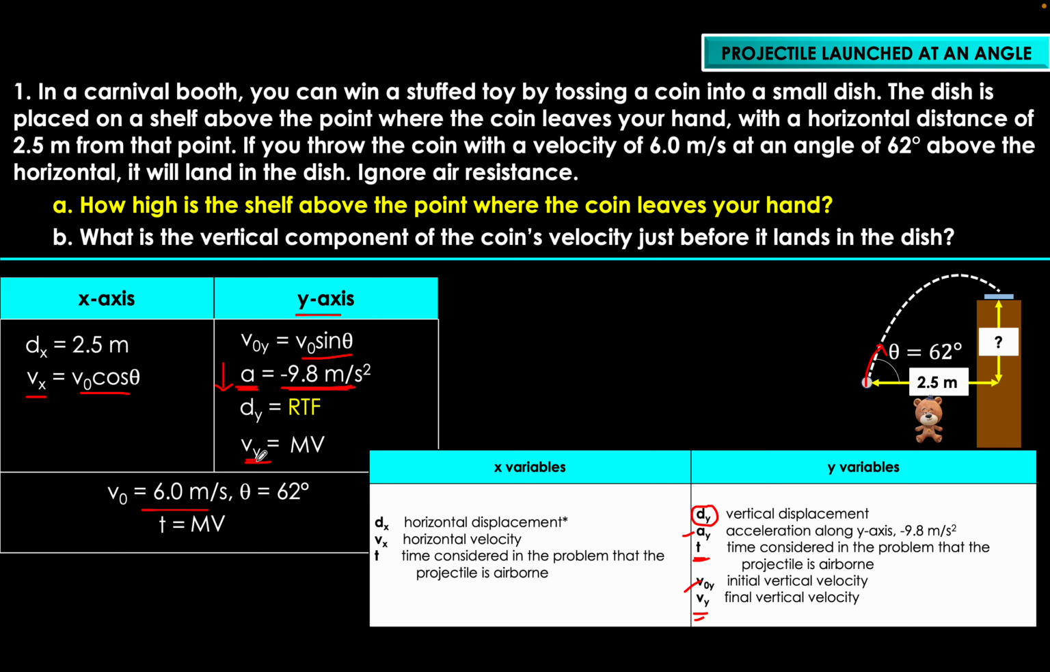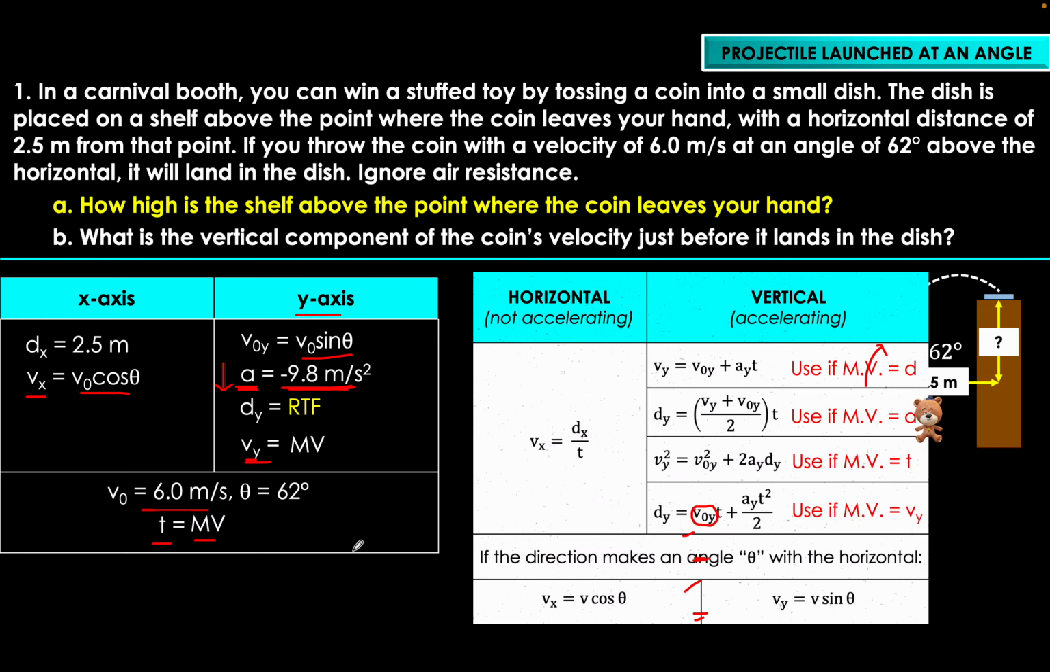Final vertical velocity is a missing variable because we don't know it and we're not yet aiming to solve for it. And time is also a missing variable because we also don't want to solve for it yet at this point, and we also don't know its value. So the stumbling block would be, what equation do we pick? We have two missing variables, and we are supposed to pick an equation that contains only one specific missing variable.